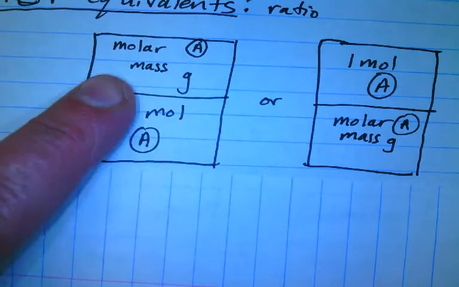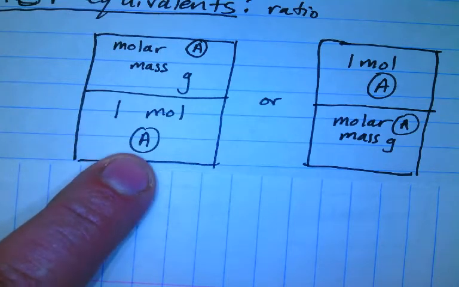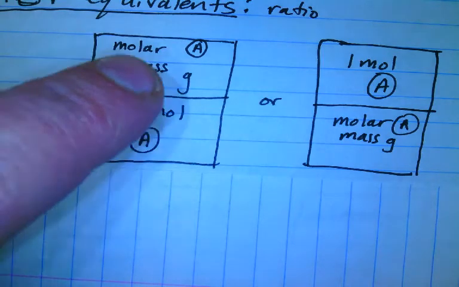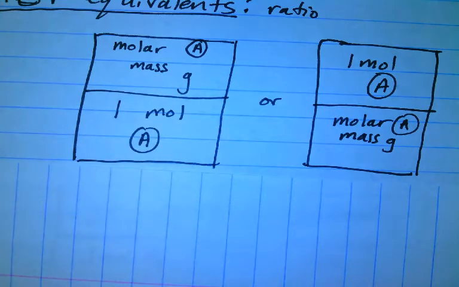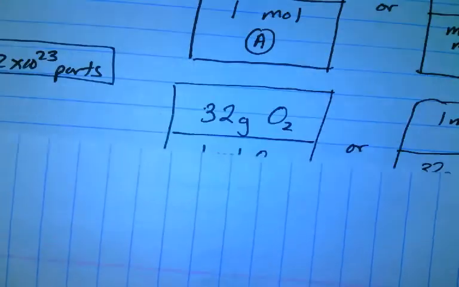Okay, so do you understand what you're doing here? Notice I have A. This is substance A. Notice all I'm doing is changing the label of substance A. I'm changing the label from grams to moles, right? Okay, so that is my first conversion, my first equivalent. We're going to use that as a tool to solve problems. Now here's my second one.